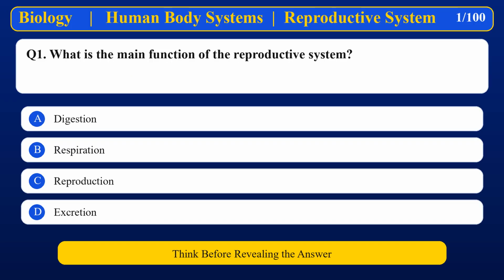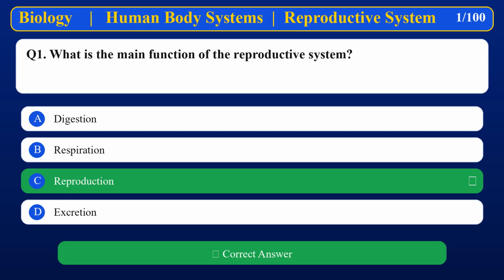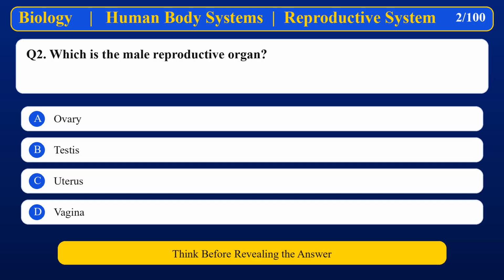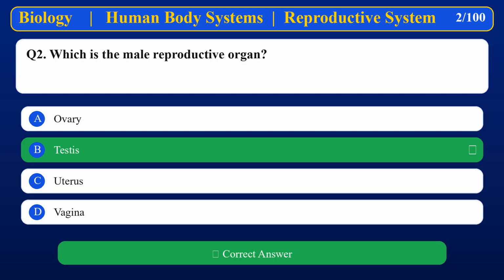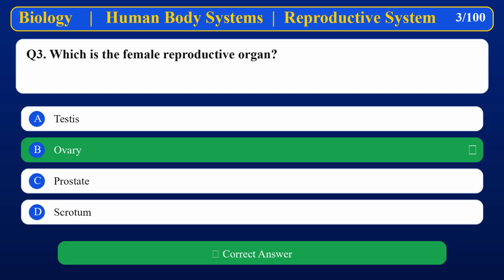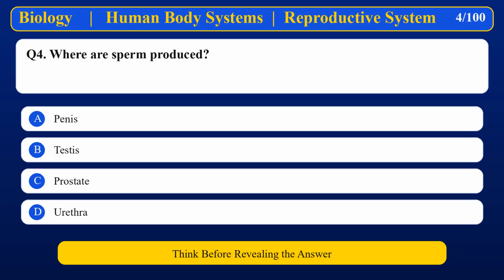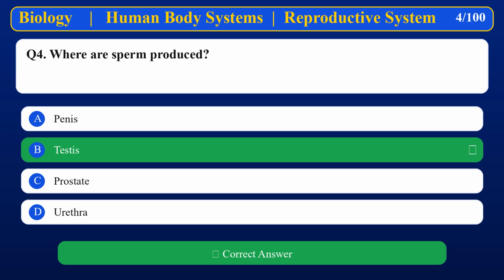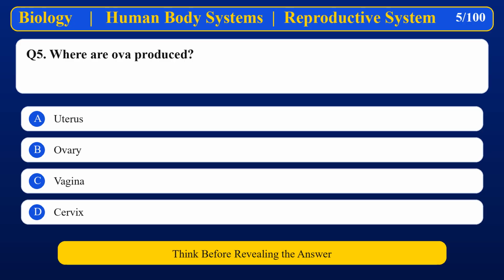What is the main function of the reproductive system? Reproduction. Which is the male reproductive organ? Testis. Which is the female reproductive organ? Ovary. Where are sperm produced? Testis. Where are ova produced? Ovary.